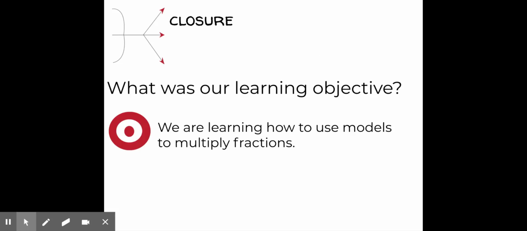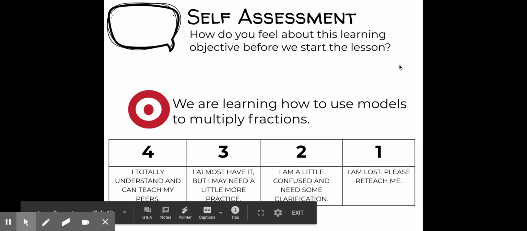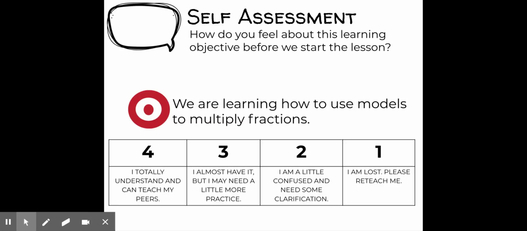What was our learning objective today? Today, we learned how to use models to multiply fractions. How are you feeling right now at the end of the lesson? With your self-assessment, are you at a 4, 3, 2, or 1? If you needed to explain how to use models to multiply fractions, what might you tell somebody? Go ahead and write it down or talk to someone near you.